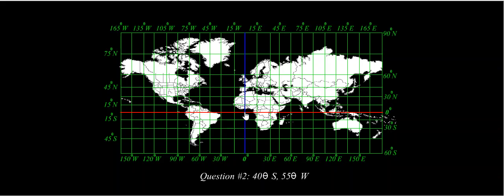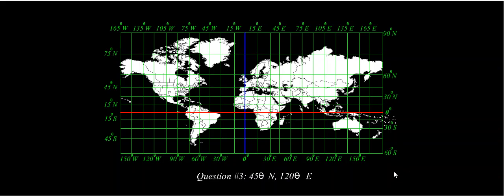First, I go 40 degrees south, moving along the prime meridian. 15 degrees, 30 degrees, not quite to 45 degrees. Now I go 55 degrees west, so I move to the left 55 degrees, almost to the 60. Correct.